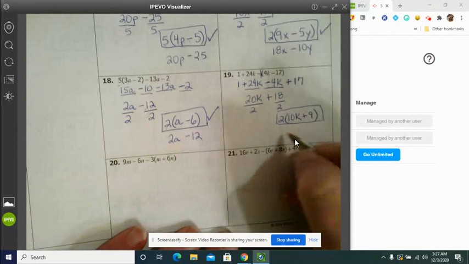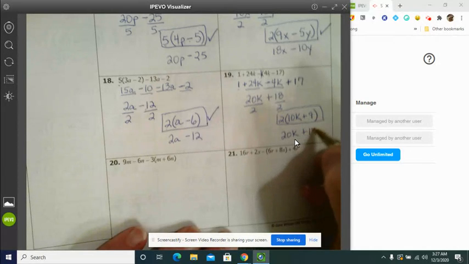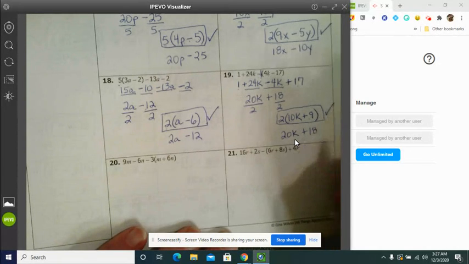2 times 10k becomes 20k. 2 times 9 becomes 18. My answer checks, so I am good.